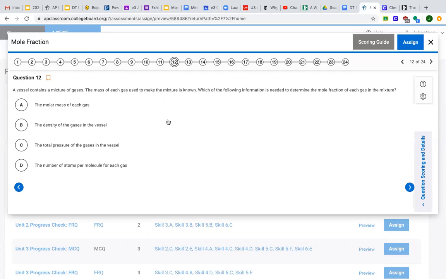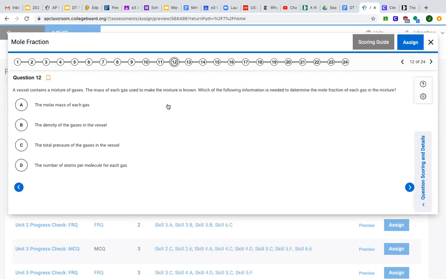Would it be A? Yeah, for sure. Is that what you got, Jacob and Caton? Yeah. I agree. A. Yeah. Because if you want mole fraction, you've got to have molar masses and masses, right? And so A is necessary. Very good. Very similar to the last problem.